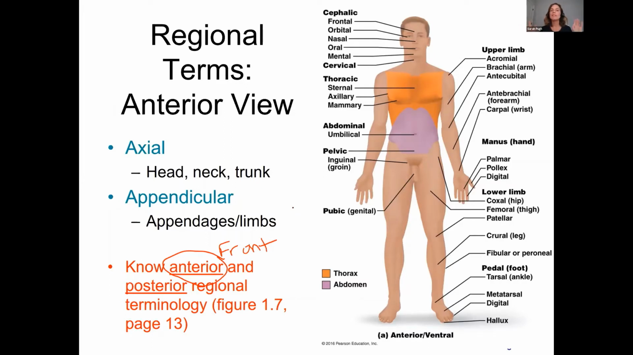And all a regional term is, is the anatomical way that we describe body parts, right? So, for example, instead of saying that this is your forehead, we say that's the frontal region. Instead of saying this is the chin, we say this is the mental region.